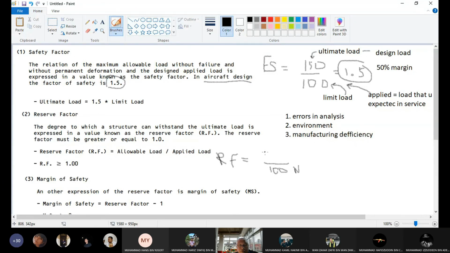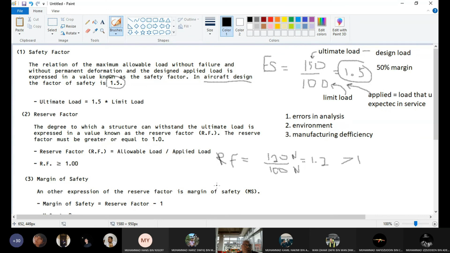Suddenly you have a problem. Your aircraft has gone through a heavy landing, so the load goes to 120. It's something you don't expect and you're not allowed to do, but for a heavy landing, something you cannot avoid, you now have a reserve factor of 1.2. As far as factor of safety, it's still below 1.5. However, as far as reserve factor, it is positive. It is more than 1.